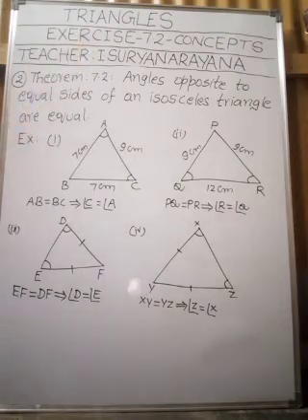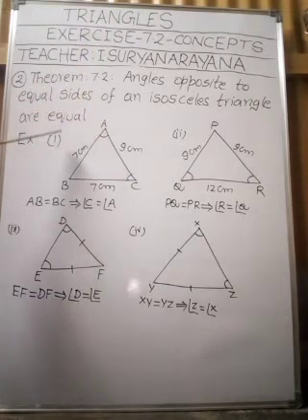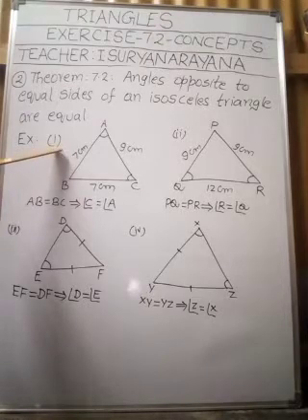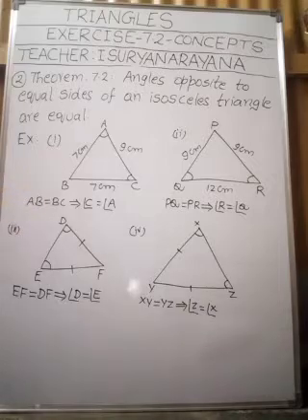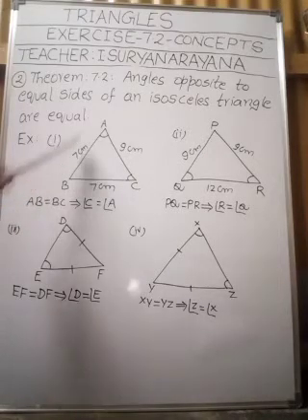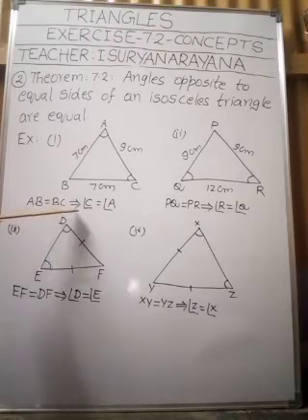Okay, my children. Right. So to understand this theorem statement well, I am taking an example. See this example, triangle ABC. In triangle ABC, which sides are equal? AB and BC are equal. So I wrote here AB is equal to BC.